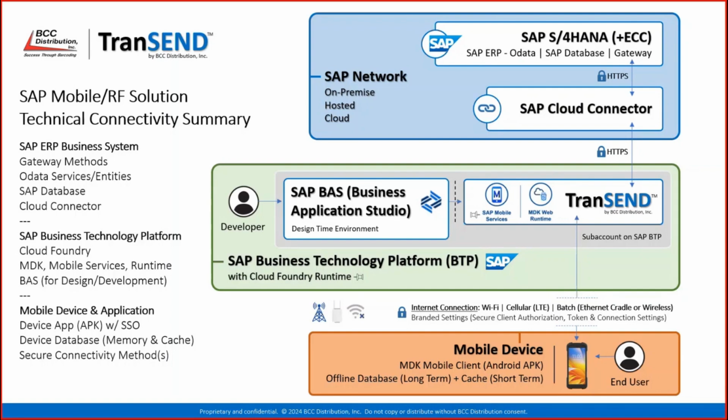We've got our database built for how we're actually going to use the offline functionality, short and long term. And then we've got our connectivity. Ryan, can you tell us a little bit about the internet connection and what the cellular and the branded settings means?